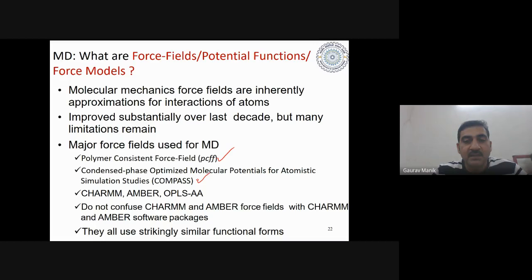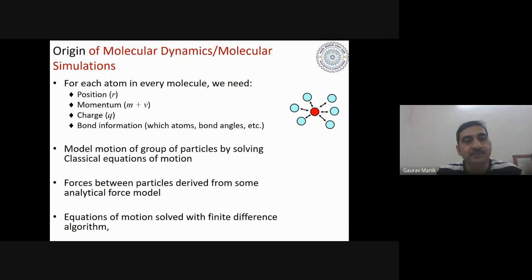This is a very extensive force field, but a little more computationally demanding. There are a lot of terms described in COMPASS which have to be calculated, and because of the increased number of calculations in understanding interactions between atoms, your overall computational time might be more demanding in this case. The other force fields are CHARMM, AMBER, OPLS-AA, and so on.